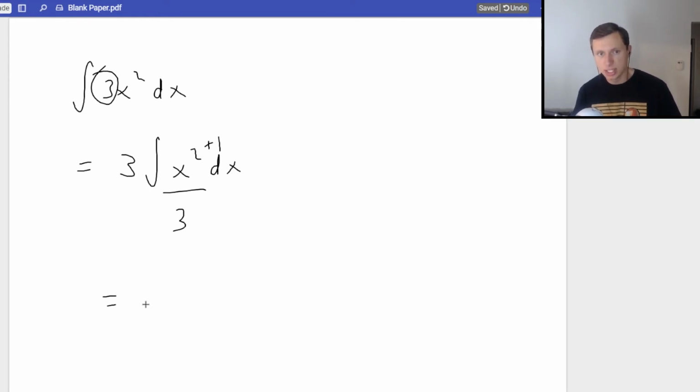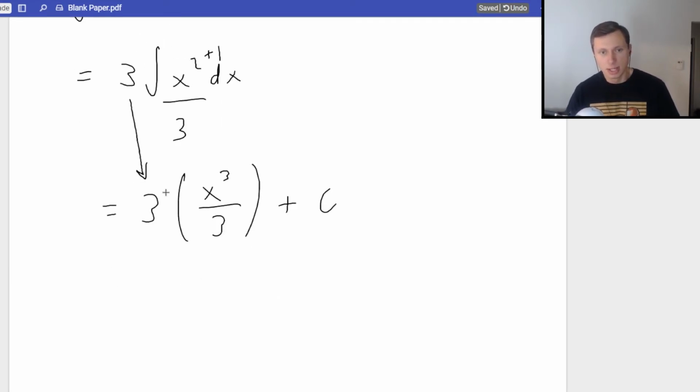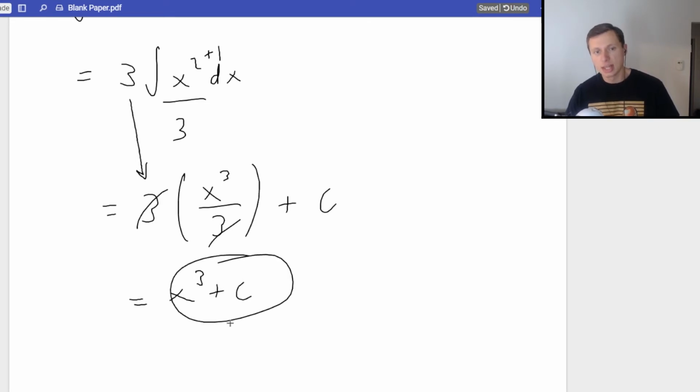This integral will equal 3, because that's the coefficient right there, times x cubed divided by 3, and again we need a plus c at the end of every problem. These 3's cancel. You're going to get x cubed plus c. That's our final answer. Any questions?